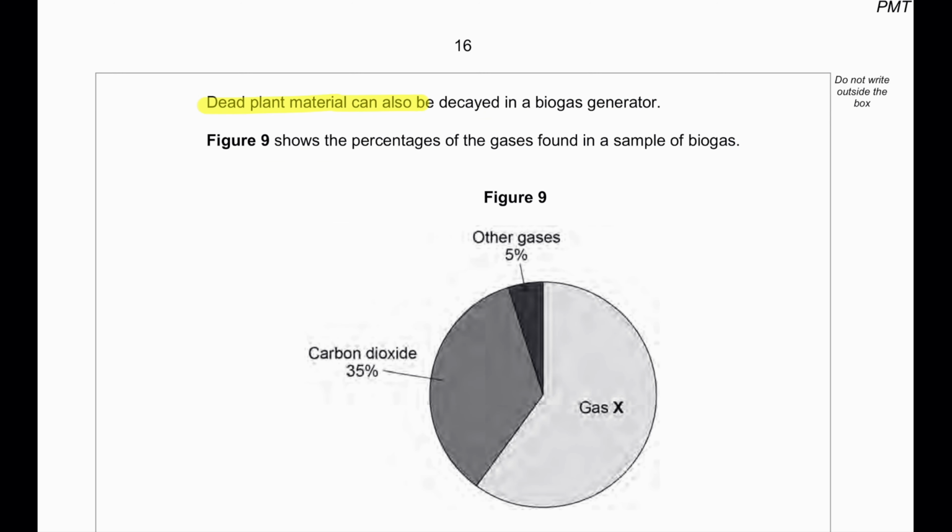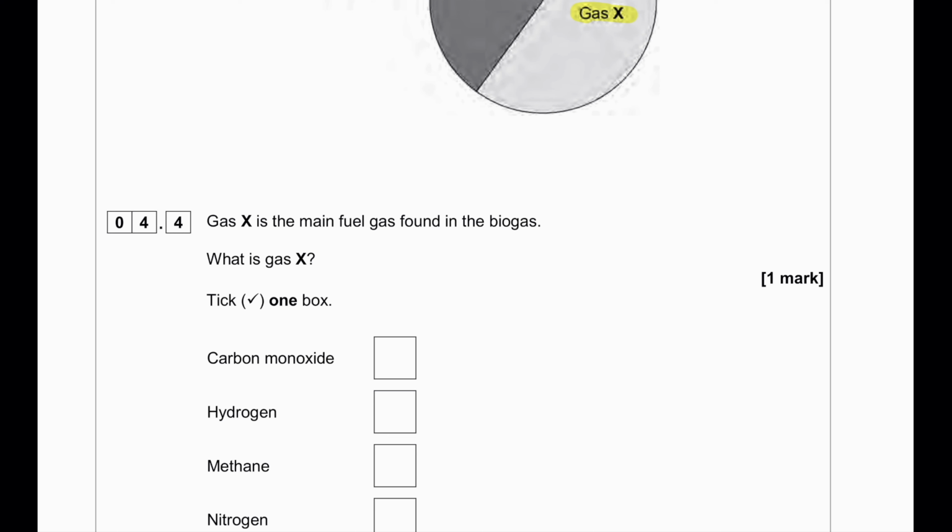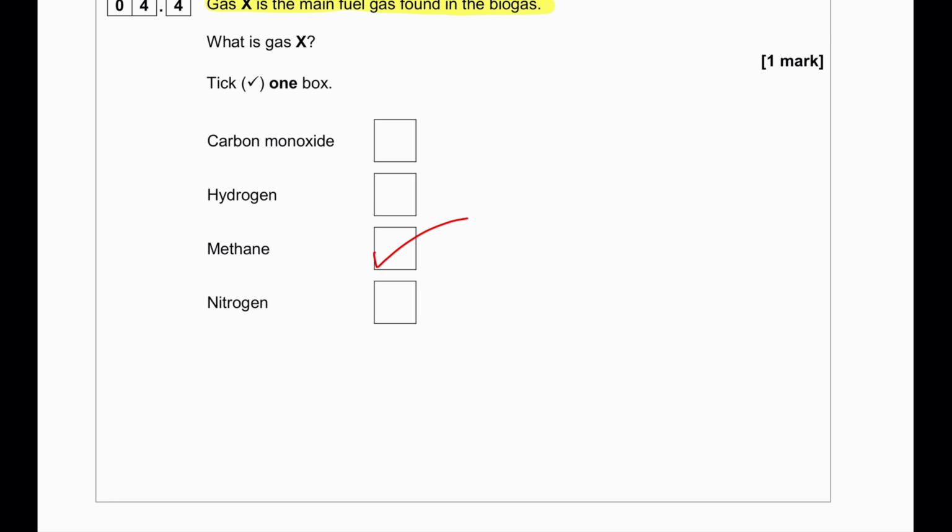Dead plant material can also be decayed in a biogas generator. Figure 9 shows the percentage of gases found in a sample of biogas. We can see other gases 5%, carbon dioxide 35%, and gas X. What is the main fuel gas found in biogas? The main fuel gas found in biogas is methane. So methane will be the correct answer.